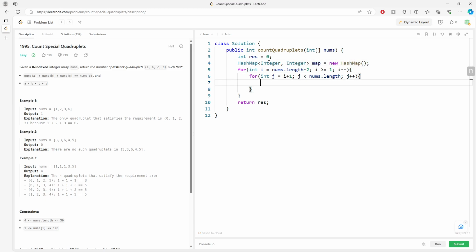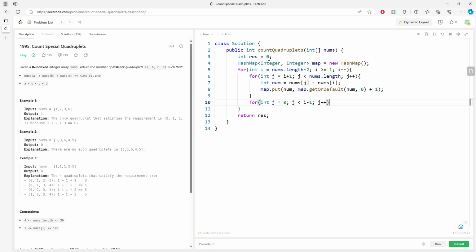Whatever you see over here, you put into the map the value nums[j] minus nums[i]. This represents d minus c, right? They might have the same frequency, so you want to increment the frequency in the map. This represents the right side. The left side starts from 0 all the way to I minus 1, and then J plus plus.